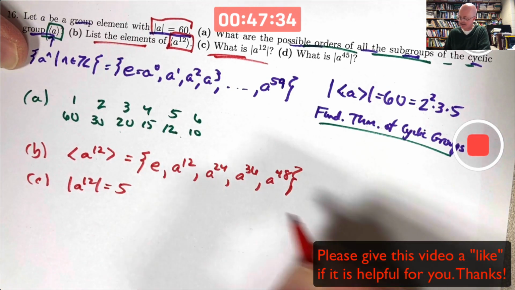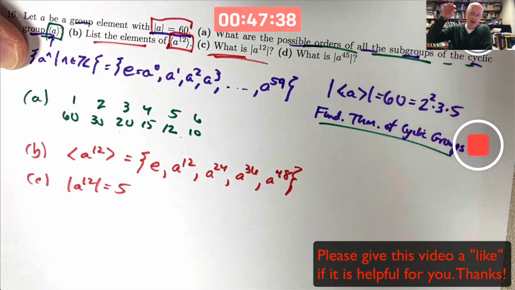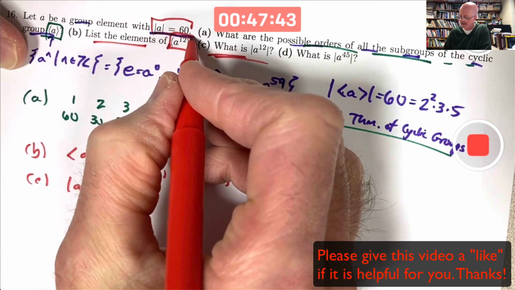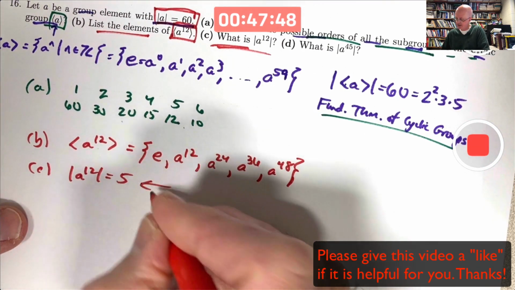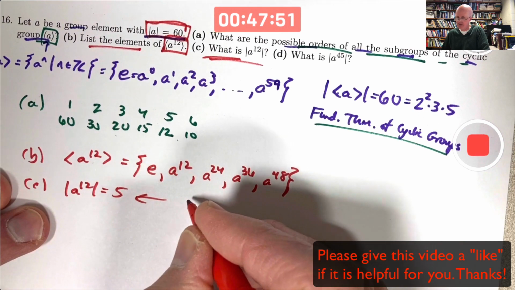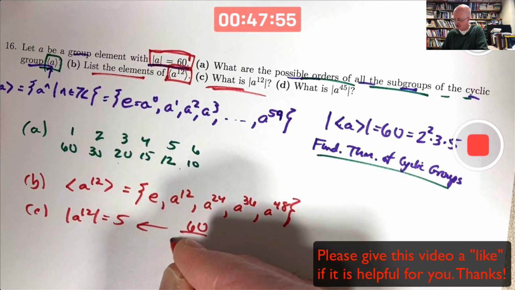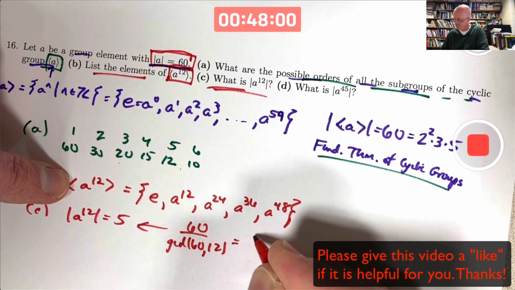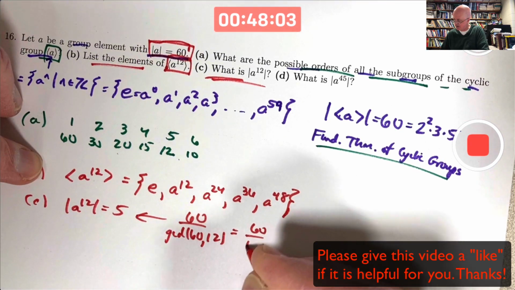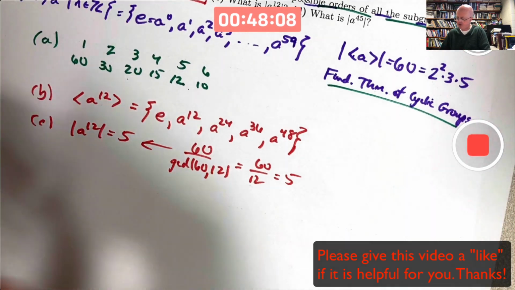You don't have to list that out to see that. You could also be thinking about the fact that a to the 12th to the 5th, 5 would be the smallest positive power of a to the 12th that would get you back to the identity, because a itself has order 60. This also can be found by doing the order of the bigger cyclic group itself, 60, divided by the GCD of 60 and this power 12. That GCD is 12, and 60 divided by 12 is 5. And that fact will help us for part D.